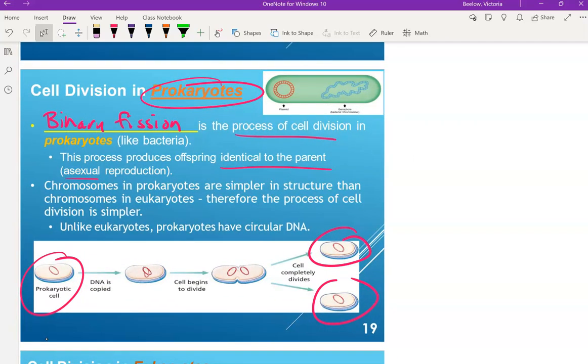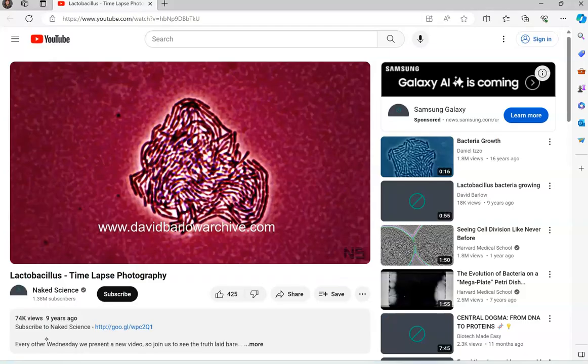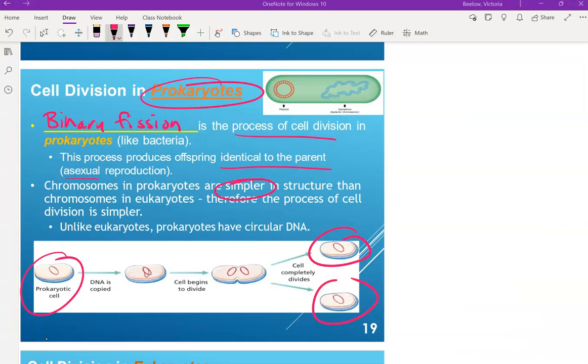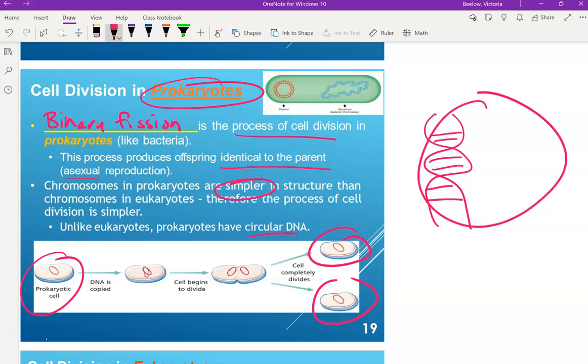And that process is a lot simpler because prokaryotes are very simple cells. They don't have as many organelles as our cells do, which are eukaryotic cells. Also, fun fact, they have circular DNA, unlike our DNA that's kind of a double helix like structure in strands. Theirs is like this, but in a circle.